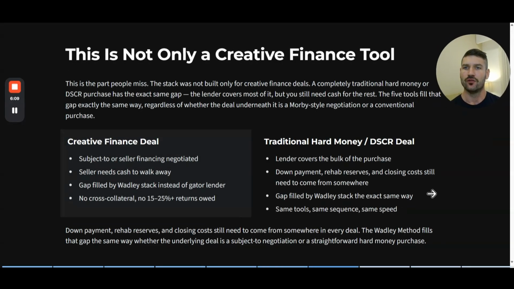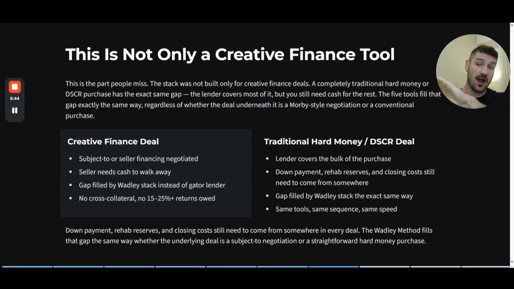So, this is not only a creative finance tool. This is the part people miss. The stack was not built only for creative finance deals. A completely traditional hard money or DSCR purchase has the exact same gap. The lender covers most of it, but you still need cash for the rest. The 5 tools fill that gap exactly the same way, regardless of whether the deal underneath it is a Morby-style negotiation or a conventional purchase.